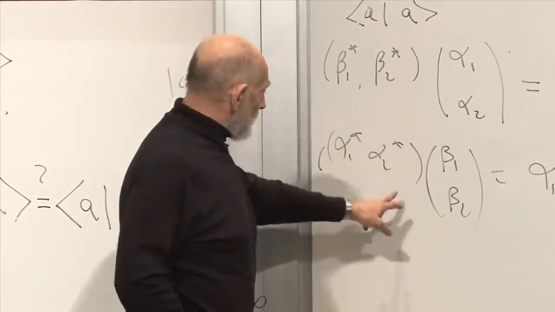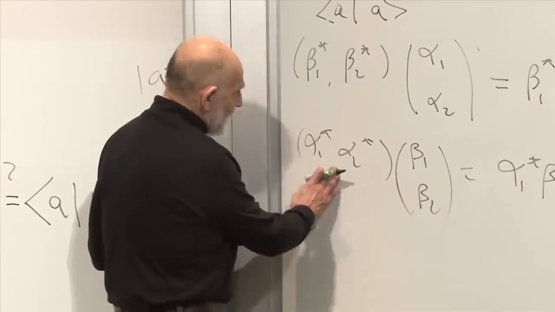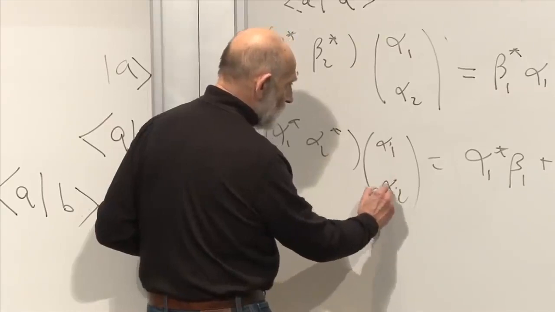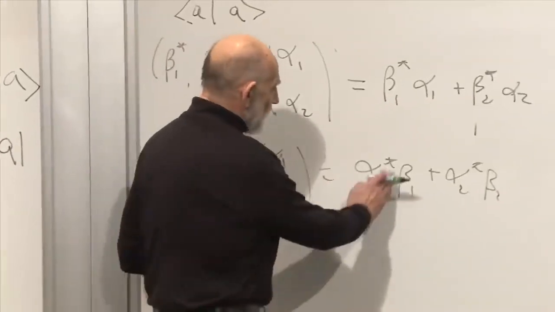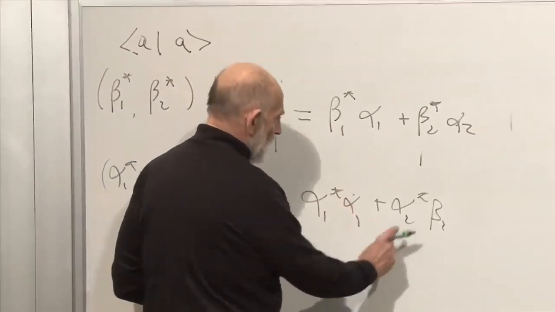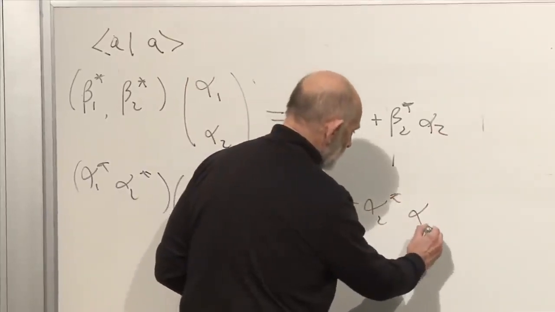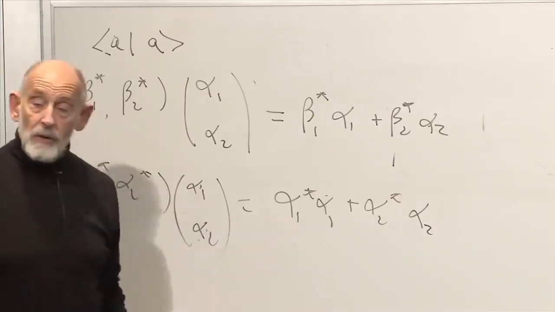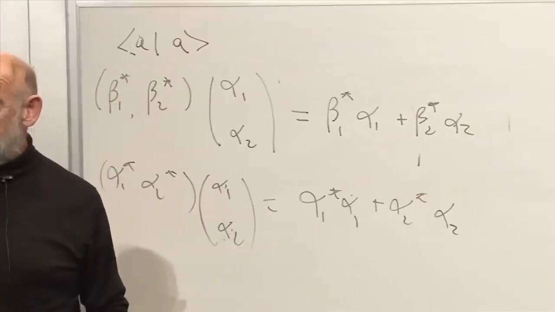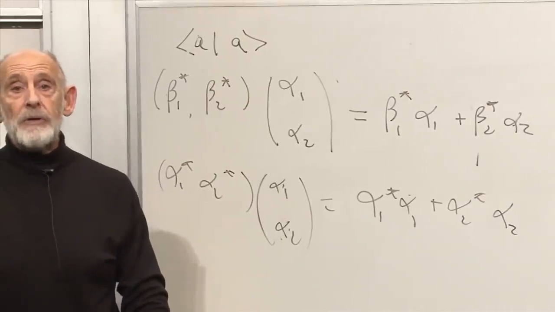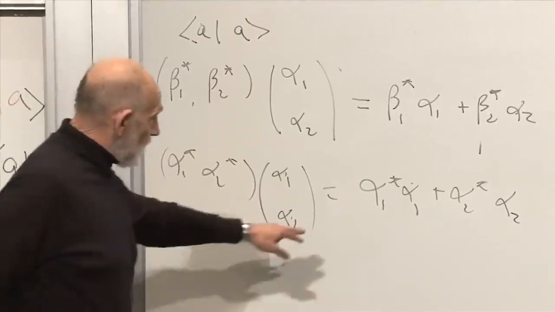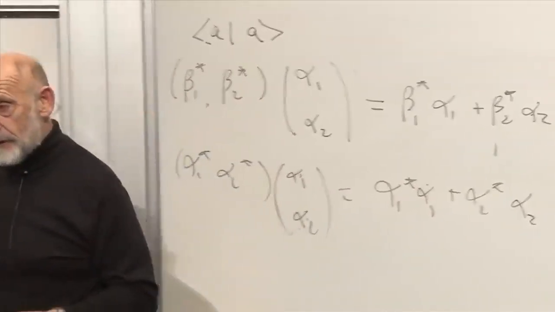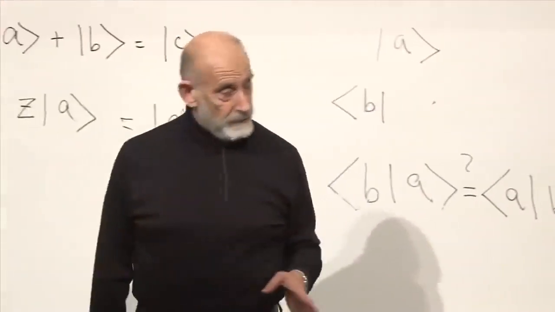That's pretty obvious just from here. If I take alpha and multiply it by its image, I get alpha star alpha plus alpha 2 star alpha 2. Each one of these is real. Not only is it real, it's also something else: positive. Alpha star alpha, a number times its own complex conjugate, is always positive. So it's real and positive.